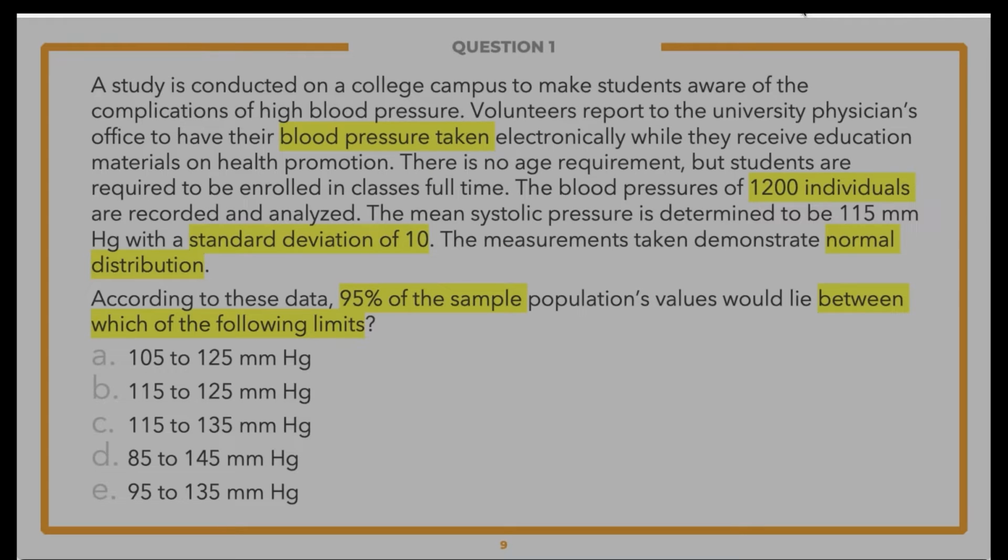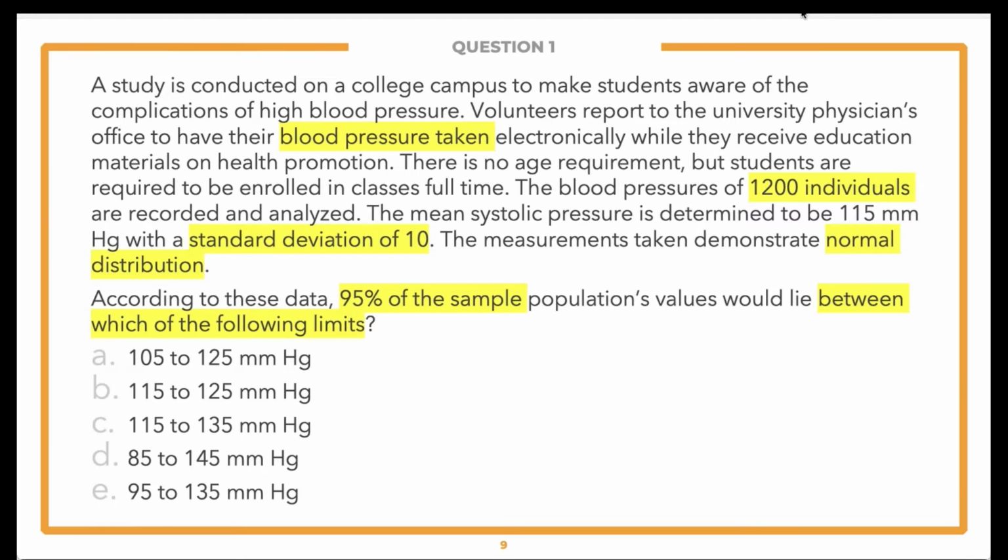All right, so we got 5 options, classic for Step 1 questions. I start with option E and make my way to A, just because I typically find that the distractors are always at the top, but there's no rhyme or reason for that. It's just something that I do personally. Option E, 95 to 130, the blood pressure. Option D, 85 to 145. Option C, 115 to 135. Option B, 115 to 125. Option A, 105 to 125.